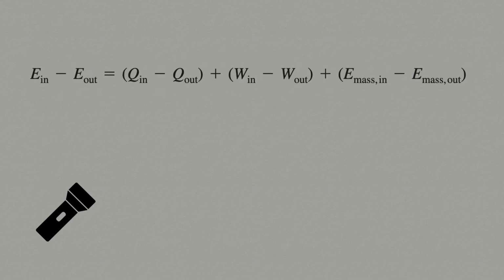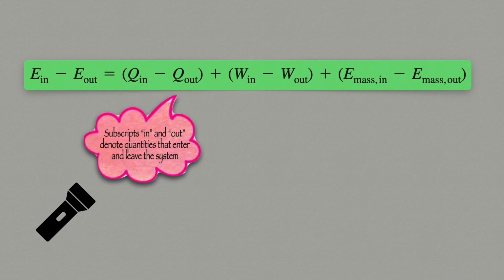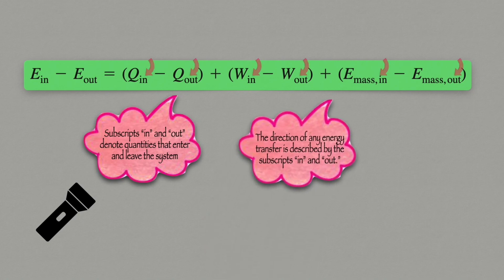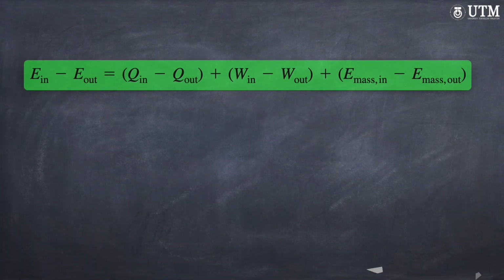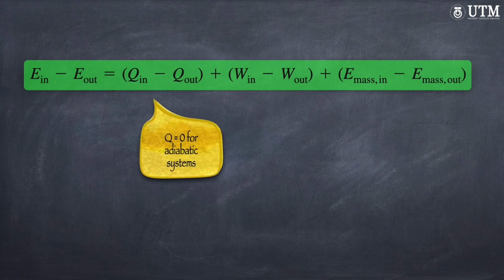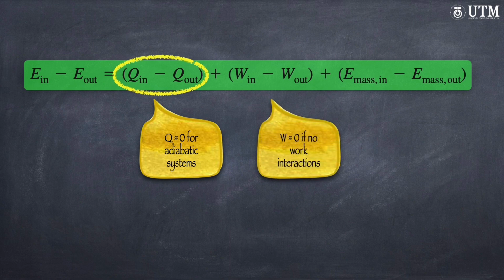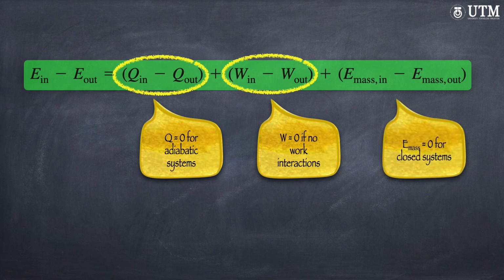The energy balance can be written more explicitly as shown here. The subscripts in and out denote quantities that enter and leave the system, respectively. The direction of any energy transfer is described by the subscripts in and out as well. The heat transfer is zero for adiabatic systems. The work transfer is zero for systems that involve no work interactions. The energy transport with mass is zero for systems that involve no mass flow across their boundaries, usually for closed systems.